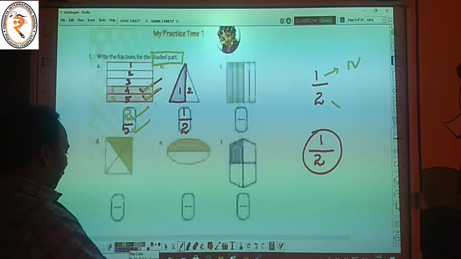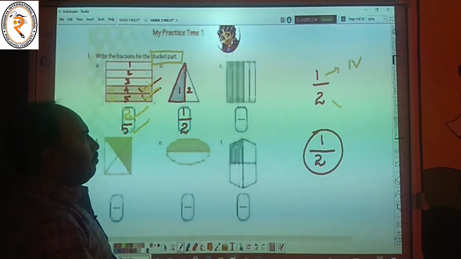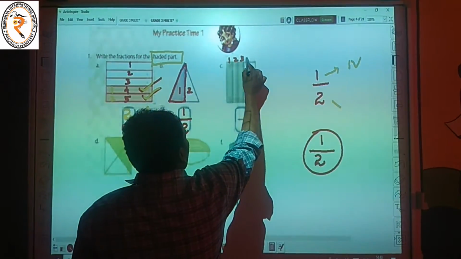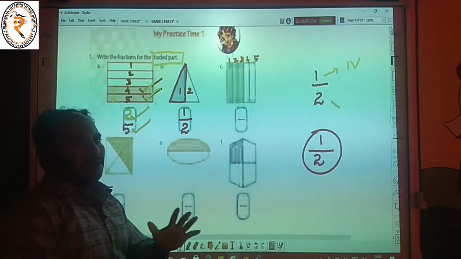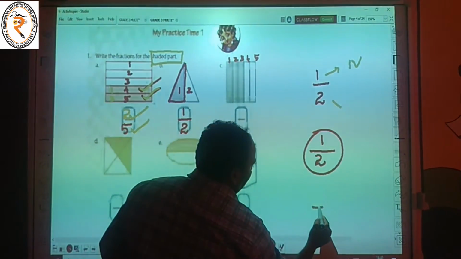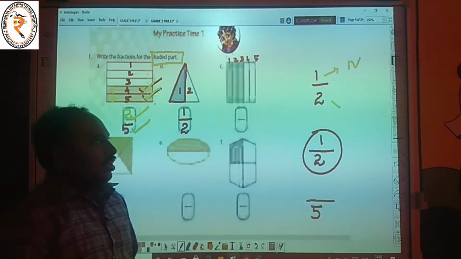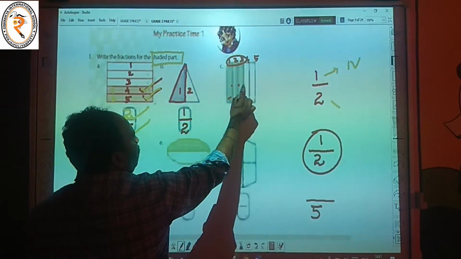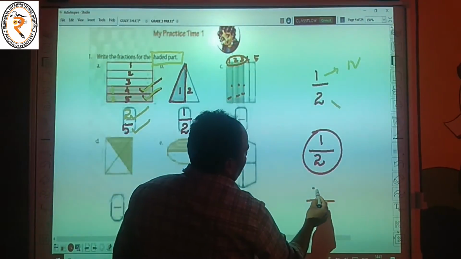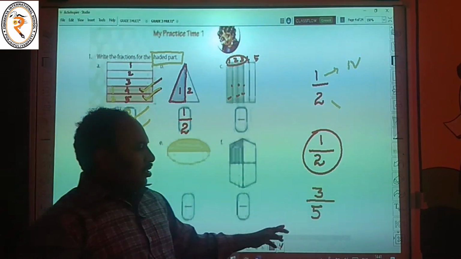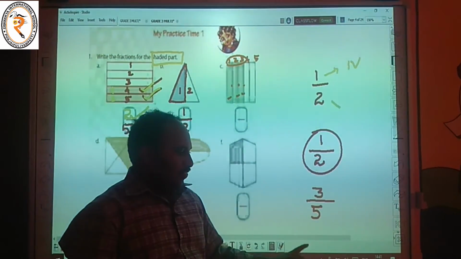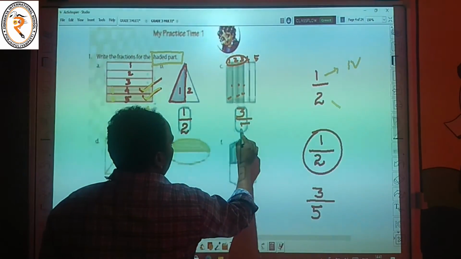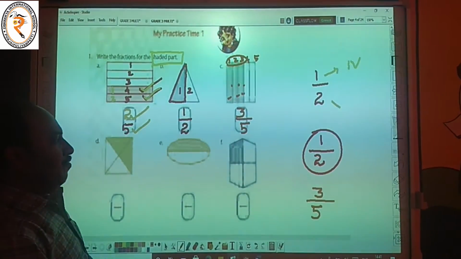Next we go to the C part. 1, 2, 3, 4, 5. We have 5 parts, so number 5 is written in the denominator. And here the shaded portion is 1, 2, 3, so 3 is called the numerator. So our fraction is 3 by 5, or 3 upon 5.